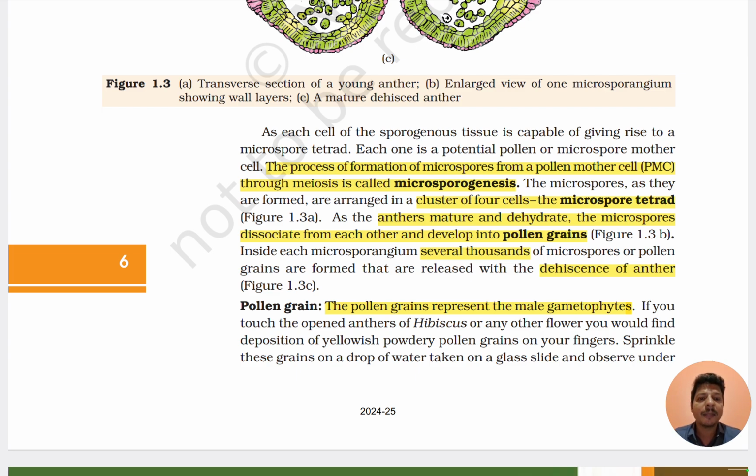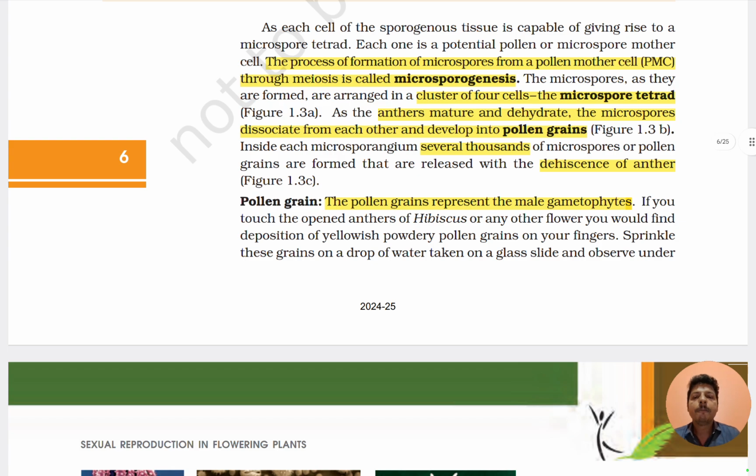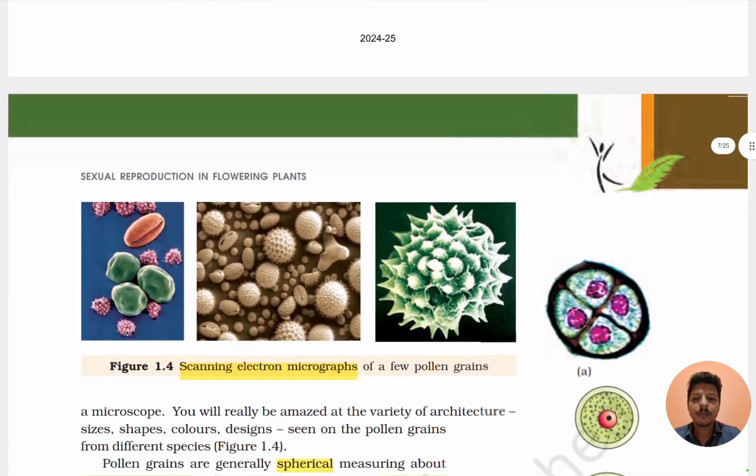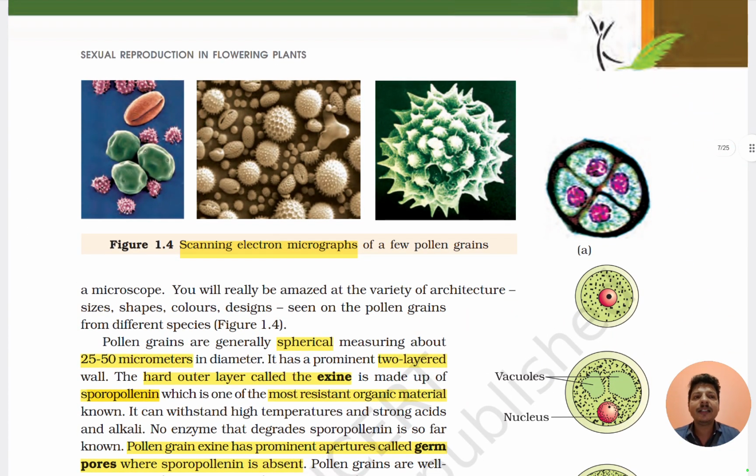As the anther matures and dehydrates, the microspores dissociate from each other and develop into pollen grains. Inside each microsporangium, several thousands of microspores or pollen grains are formed that are released with the dehiscence of anther. As I told you, dehiscence means breakdown of the anther. Pollen grain. The pollen grain represents the male gametophyte. Here the diagram is there.